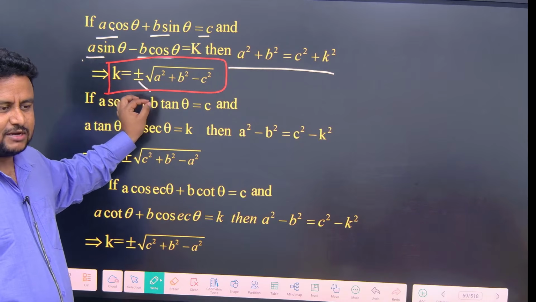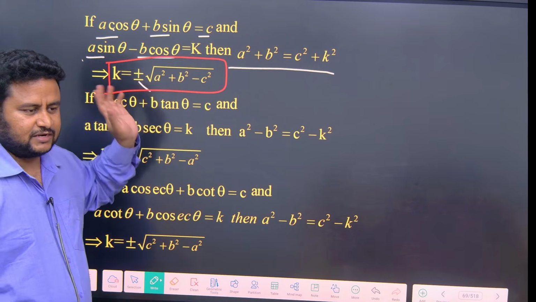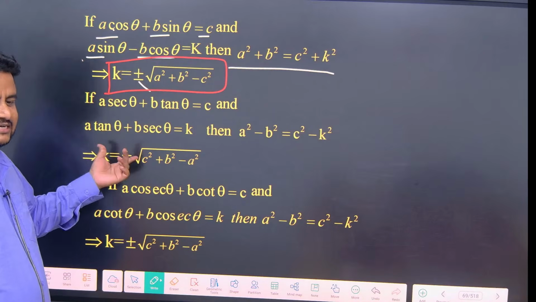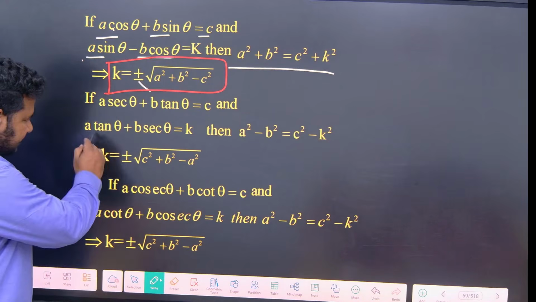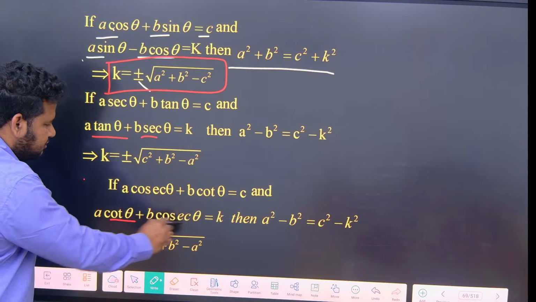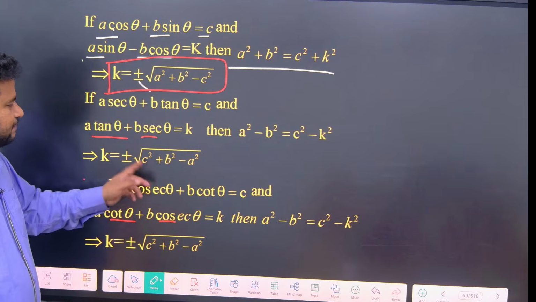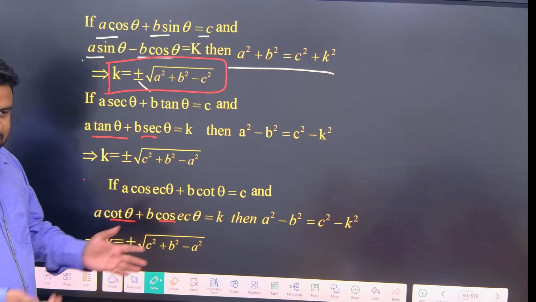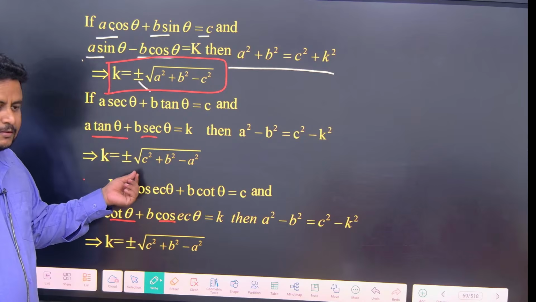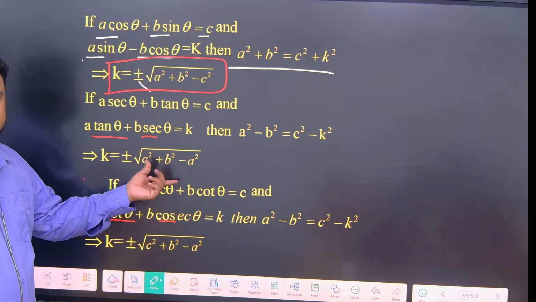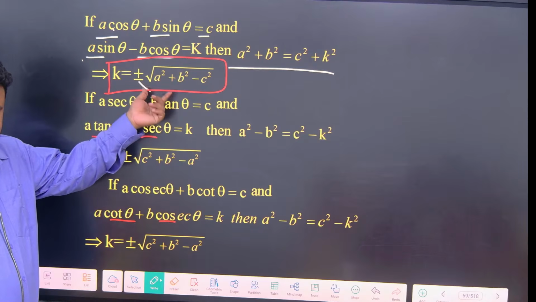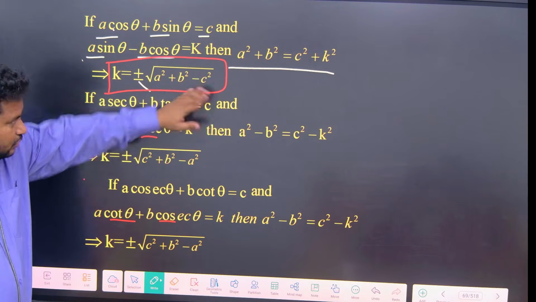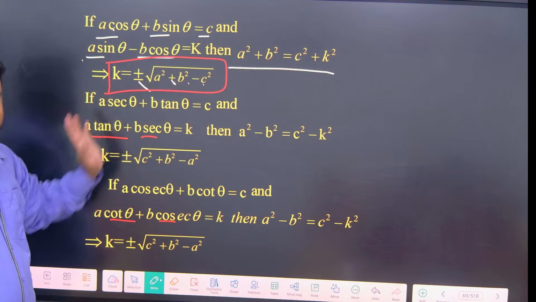Plus or minus a square plus b square minus c square. But if it is tan and secant, please observe, or if it is cot and cosecant, the k value will be c square plus b square minus a square. Here the k value will be c square plus b square minus a square. Here it is a square plus b square minus c square. Here it is the opposite, c square plus b square minus a square, like that.